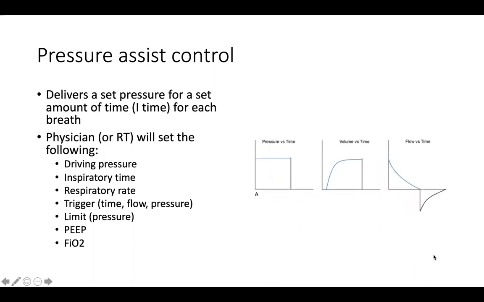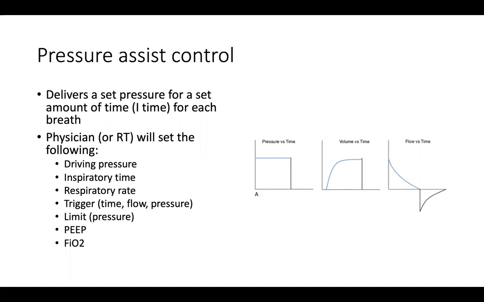Pressure control is another mode that we do sometimes use. For pressure control, we are not setting the volume, rather we are setting a driving pressure that will be delivered on top of the PEEP for an amount of time that we set. And that amount of time that we set is called the I time, or the inspiratory time. So again, we set that driving pressure. How much pressure are we giving on top of PEEP?